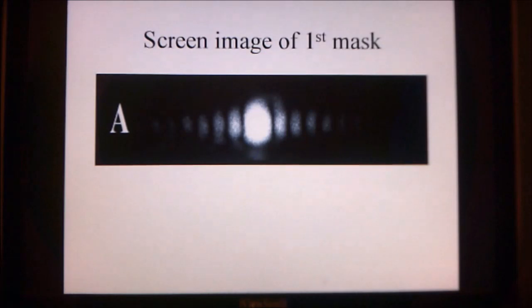This is the screen image from the light through the first slit onto the screen, which you saw was 8 meters away. This is a normal diffraction pattern. The laser beam is directed onto a second mask. The second mask consists of glass plates. This is just normal window pane glass. And you see here the direct diffraction pattern goes through the glass.